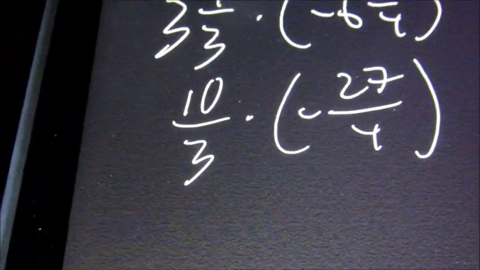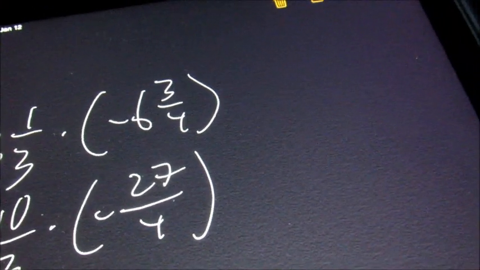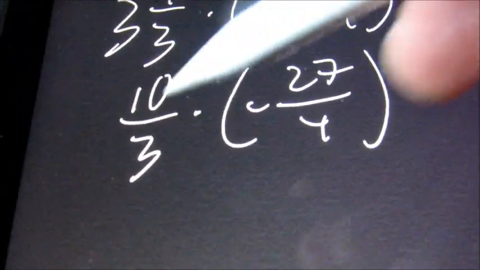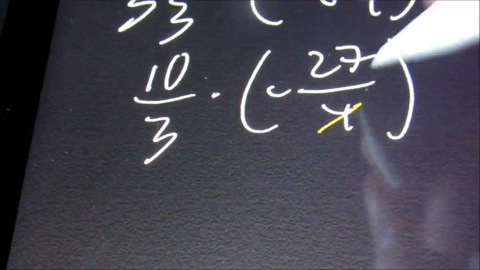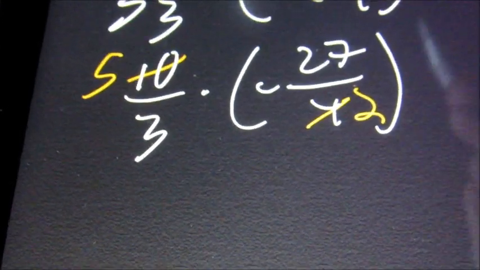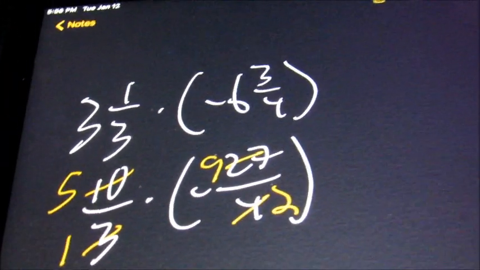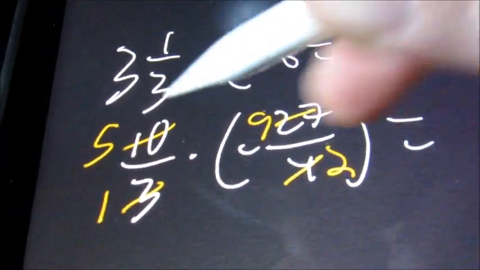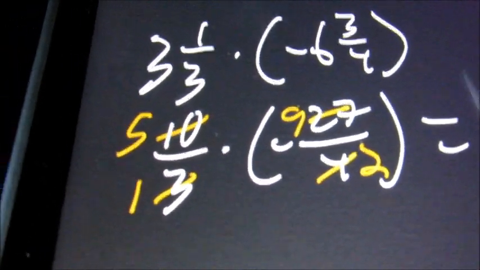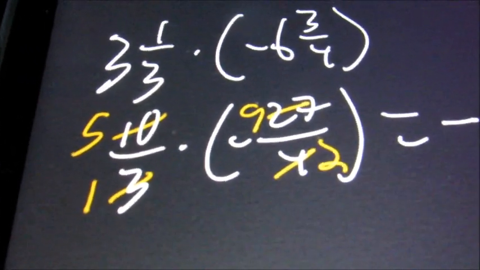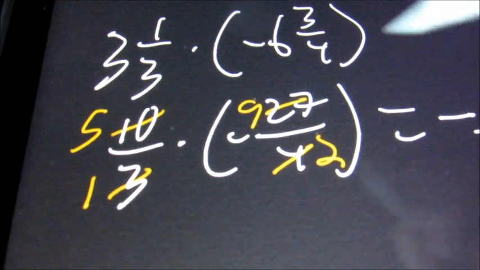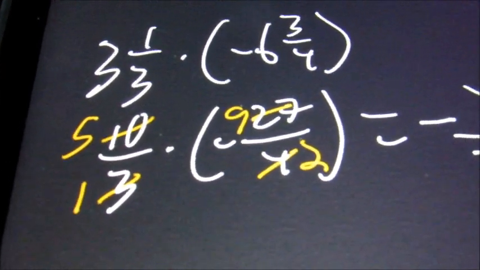So now let's see what we can simplify to make this a little bit easier. 4 and 10 are both divisible by 2. So this will become a 2. This will become a 5. 3 and 27 are both divisible by 3. So this will become a 1. And this will become a 9. Now, we have a negative times a positive, so our answer will be negative. We have 5 times 9 is 45 over 1 times 2 is 2.